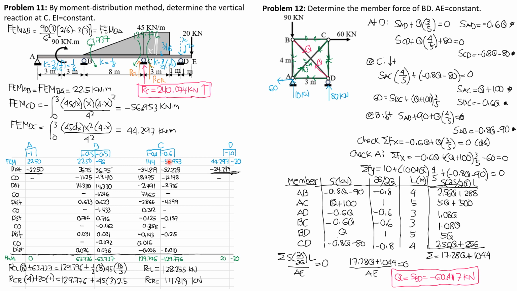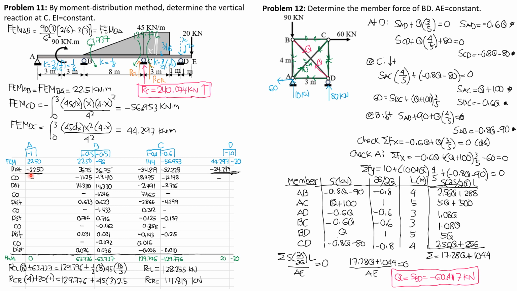So it's negative 56.953. This one. Then finally, fixed moment DC is the positive of the integral. Interchange the squared terms. This time x is squared, 4 minus x raised to 1 over 4 square, same limits. So 44.297. So these are the fixed moments. We write them here, the first row. Next we distribute. So negative 22.5 times negative 1 is, of course, negative 22.5.